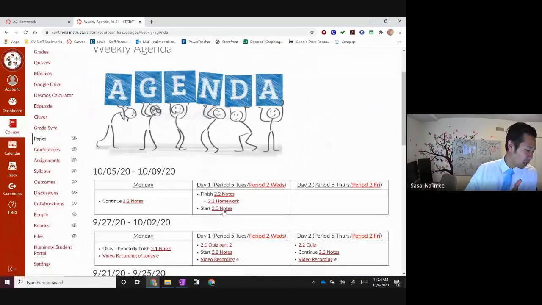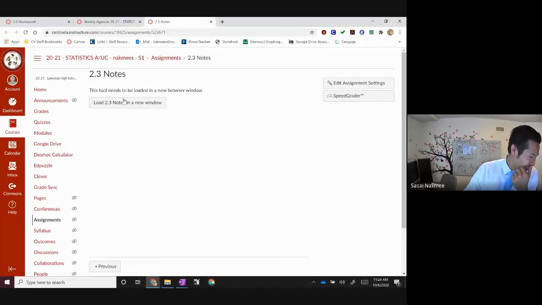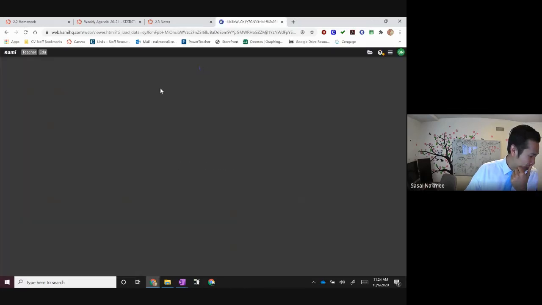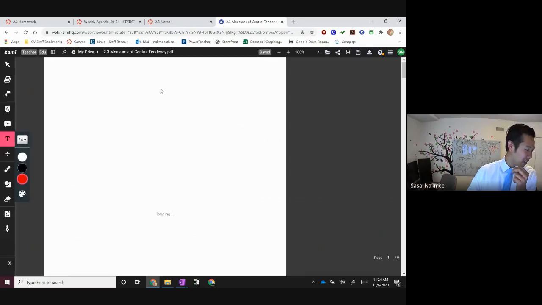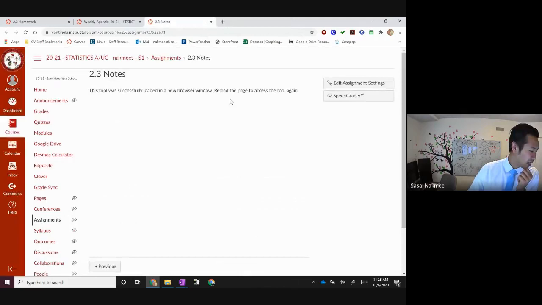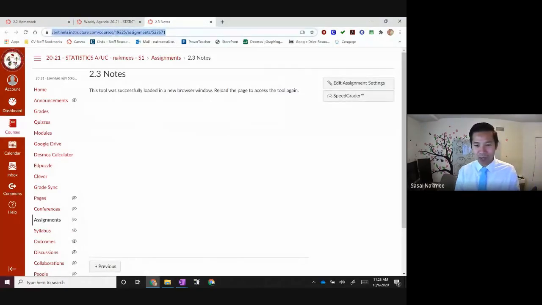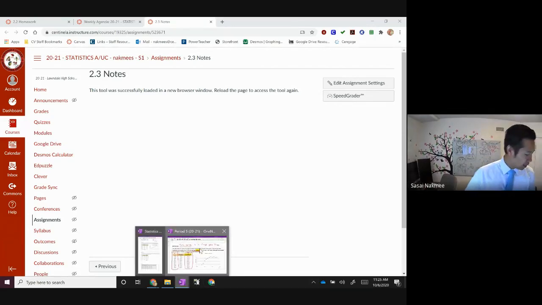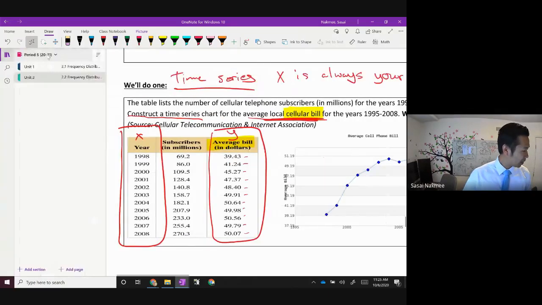So 2.3 notes. There's the link for it. Let me go ahead and I hope that works. Hold up. Let me see if that works first of all. 2.3. Oh, load in the new page. Is this the right one? Come on. Yes, it is. Unit 2, Lesson 3, Measures of Central Tendency. Sweet, it works. Let me go ahead and put that in the chat so you guys can open up the notes for 2.3. Woo! I planned ahead. I actually did things okay this time. Not bad. Not bad.